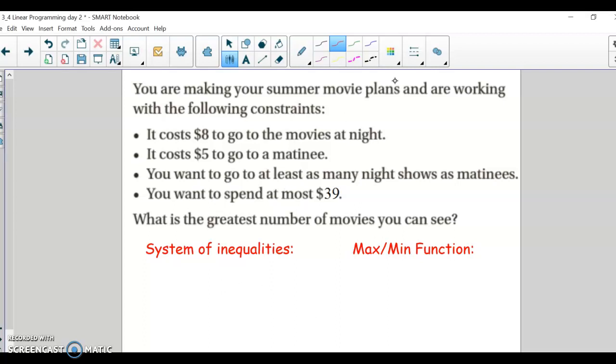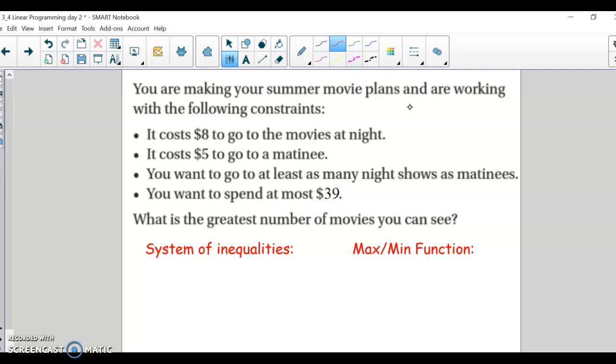You're going to go through some movies, all right, and we have a bunch of constraints, like it's $8 to go to a night movie, $5 to go to a matinee, all right, and kind of coupled with that is you have at most $39 to spend. You had 40, but then your little sister stole $1, so now you have 39. And you want to go to as many night shows as matinees. You like going at night, so you want to go to at least as many night shows as matinees.